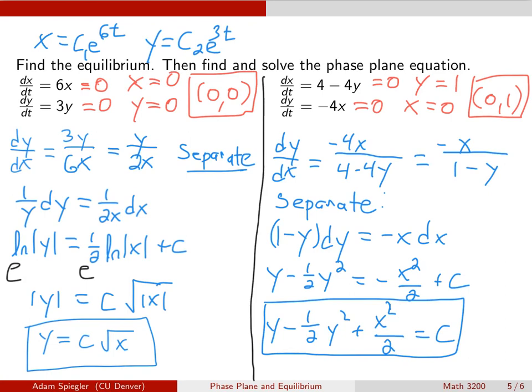Here we actually don't know how x depends on t or how y depends on t, but we did find how x and y depend on each other. In this case, I'll stop here because we have an implicit solution and we can't actually solve uniquely for y. So at best, we can give an implicit solution to that phase plane equation.